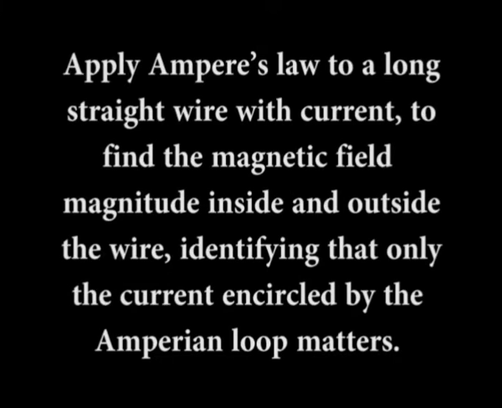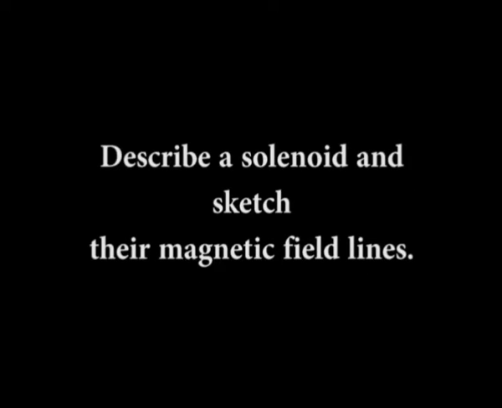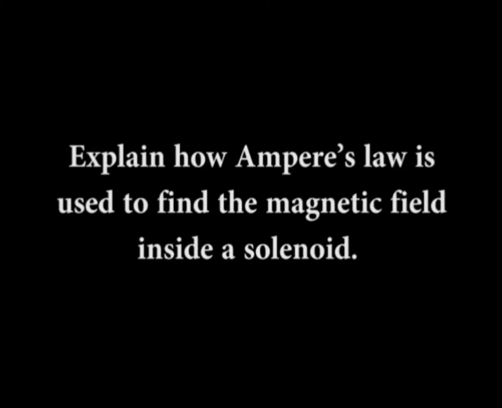Apply Ampere's law to a long straight wire with current to find the magnetic field magnitude inside and outside the wire, identifying that only the current encircled by the Amperian loop matters. Describe a solenoid and sketch their magnetic field lines. Explain how Ampere's law is used to find the magnetic field inside a solenoid.